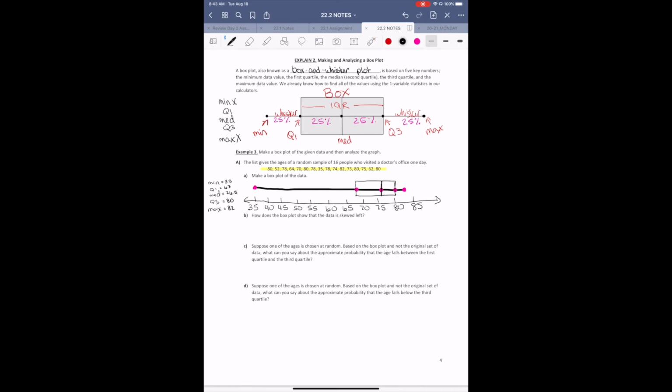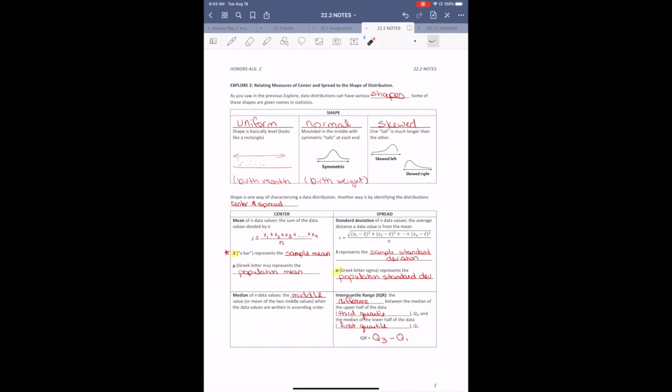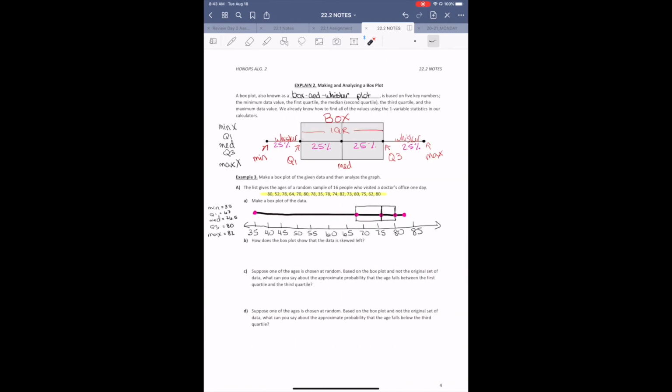Now for part B, how does the box plot show that the data is skewed left? Well, how do we know it's skewed left? Do you guys remember when we talked about skewed distributions? A skewed distribution has one tail that is much longer than the other. And if you look at the diagram here for skewed left distribution, it matches our box and whisker plot. So how do we know it's skewed left? Because our left whisker is much longer than the right whisker. Simple as that.